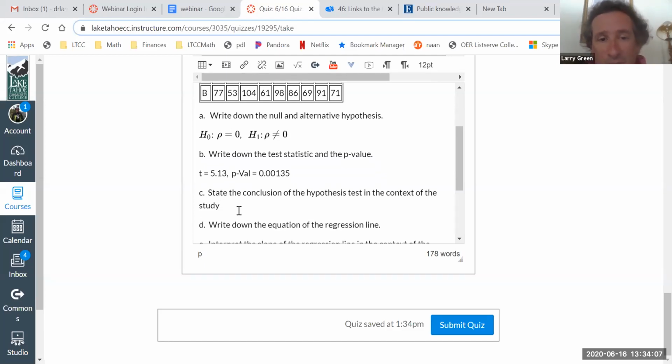That's where we're going to write words. And that is state the conclusion of the hypothesis test in the context of the study. So for any hypothesis test, first words, you should all know the first words. What's the first words for every hypothesis test? Very important for the final, by the way. Yeah, there is statistically.